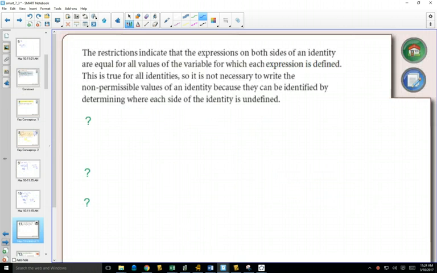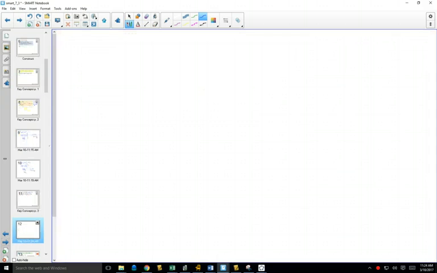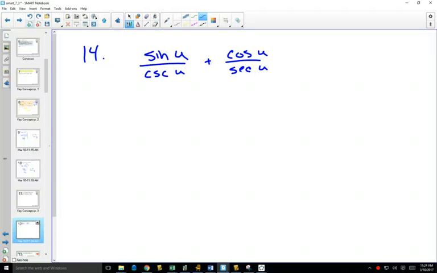So we're going to do one more together. We're going to do number 14 together because there was a typo in that one. So we have sine u over cosecant u plus cos u over secant u equals 1.